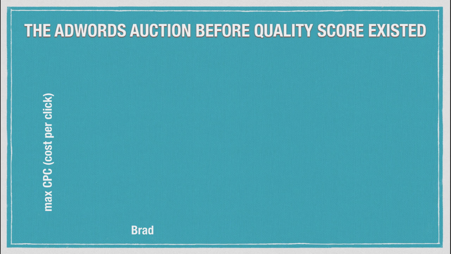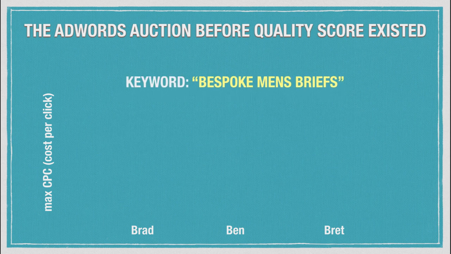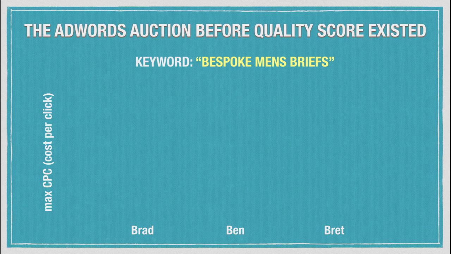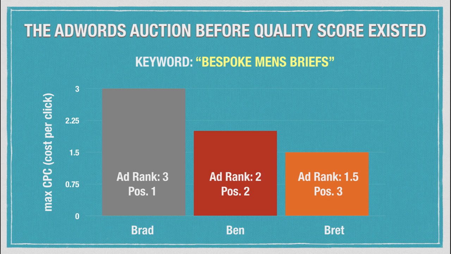Let's say Brad, Ben, and Brett all run online shops that specialize in custom-tailored men's briefs. Each of them tells Google to show their ads when someone searches for bespoke men's briefs. That'll be our keyword. Brad sets his max CPC for that keyword at $3, Ben sets his max CPC at $2, and Brett's only willing to pay about $1.50 per click for that specific keyword. So back in the early days, Brad would win the top ad slot, or position 1, since he had the highest max bid. Ben would take the second spot, and Brett would take the third spot.